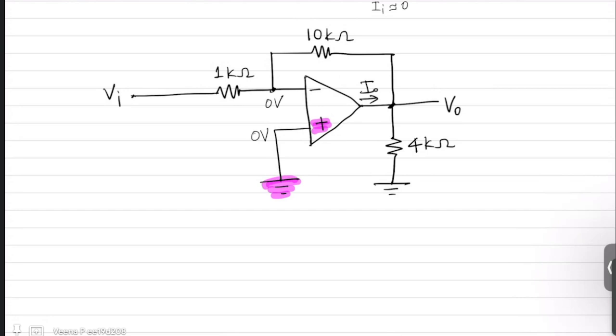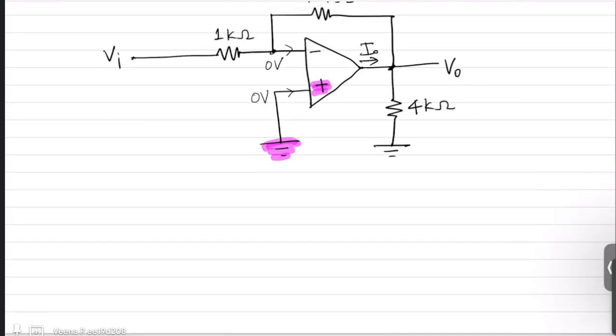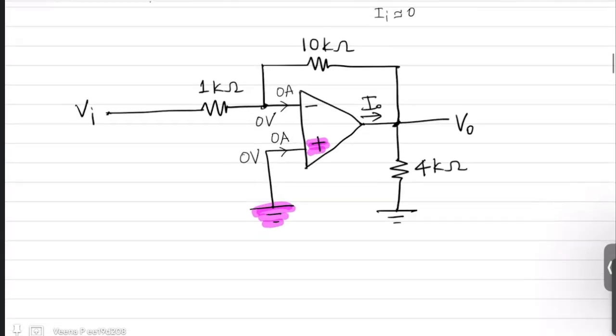So this is the first step. Now the next step is that the input current is 0. That means the current entering or leaving the inverting or non-inverting terminals both are 0. So this is 0 ampere, this is also 0 ampere. So the first two steps are done. Now let us see how to solve this using basic network equations.